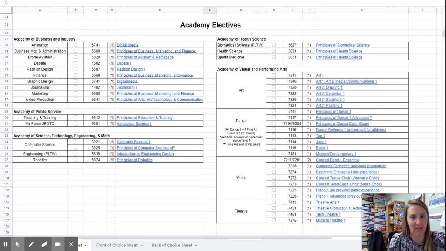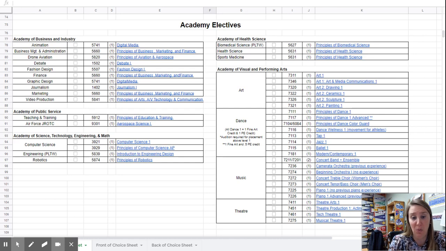Next is debate. I always say if you're somebody who likes to argue, if you're somebody who always likes to have the last word, this might be the course for you. We're going to teach you how to be a better arguer, how to research and back up your argument so you're going to be always right. So that could be a good option for you. There is an out-of-school commitment for this, so just something to think about.